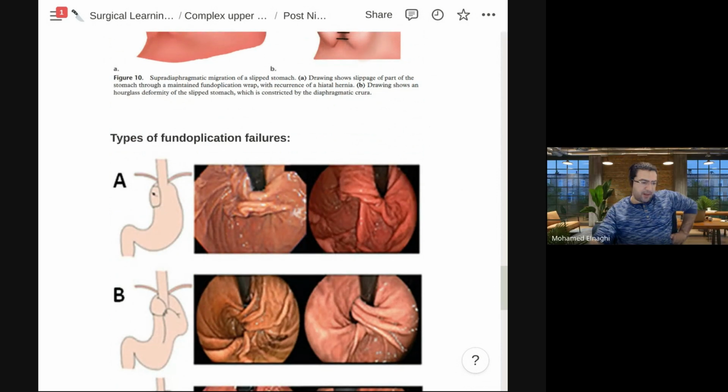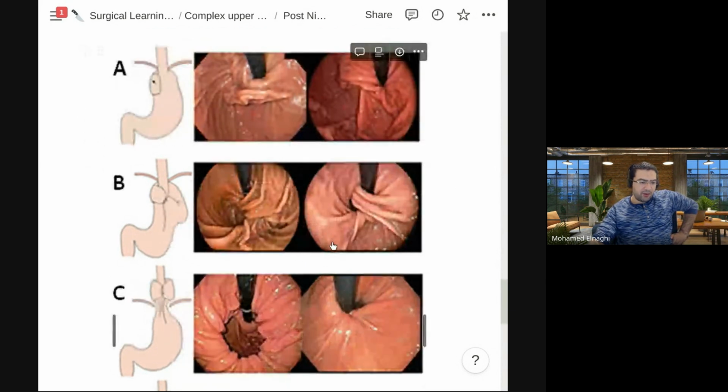Yes, fine. If you're an upper GI examinee, you just need to read it. You need to know the types of fundoplication failures, and how you can identify them in radiology and on endoscopy.